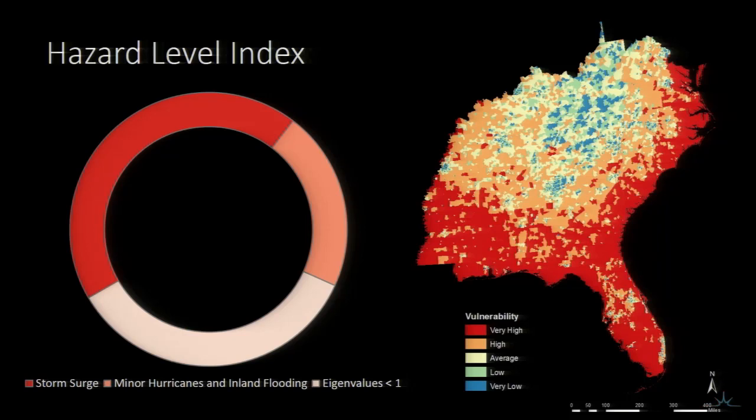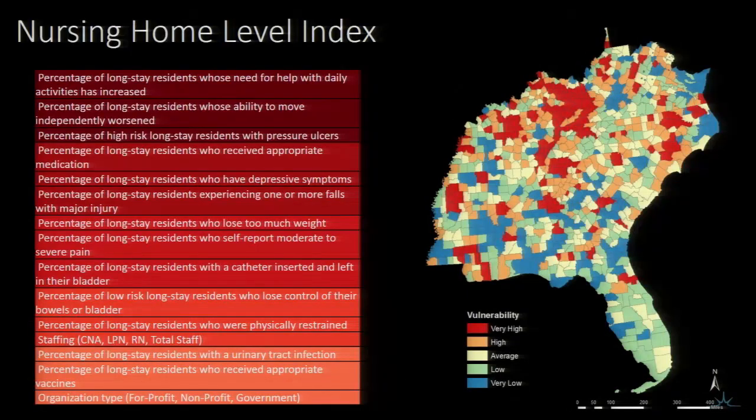For the hazard level index, we do have a coastal bias. Most of the variables we're considering for the hazard level index are storm surge and hurricane frequency. However, we do look at inland flooding and tornado occurrences, so that is the distribution here. For our nursing home level index, we're looking at data that mostly deal with resident mobility.